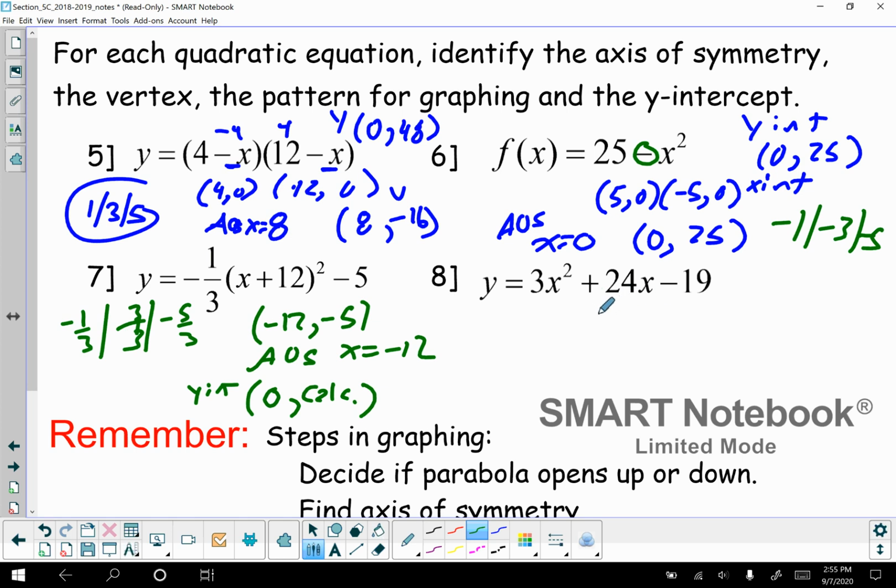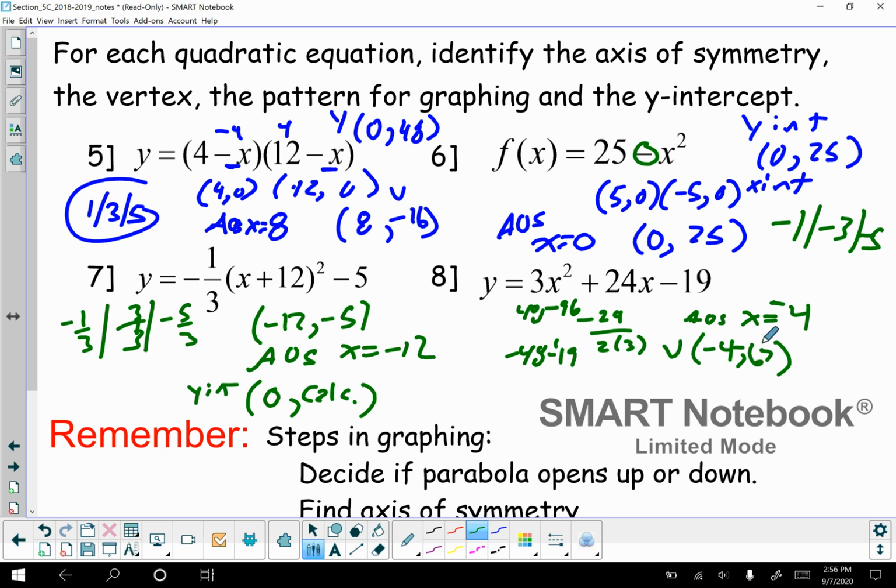All right, next one, negative b over 2a. So negative 24 over 2a. So that's going to be negative 24 over 6. So my axis of symmetry is going to be x equals negative 4. My vertex is going to be (-4, something). Plug negative 4 back in, so that's going to give me 16. That's 48 minus 96, so that's going to give me negative 48 minus 19. Oh my gosh, that's a huge vertex. So that's going to give me negative 67. And then my pattern graphing on this one would actually be 3, 9, 15, which would make it pretty skinny.